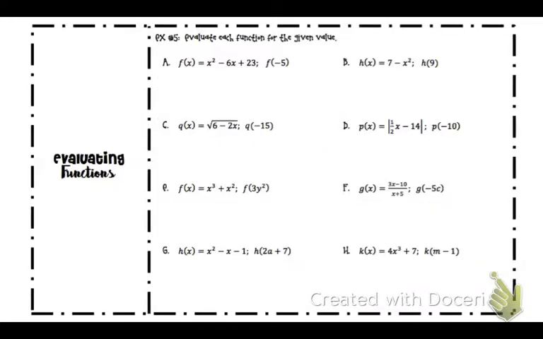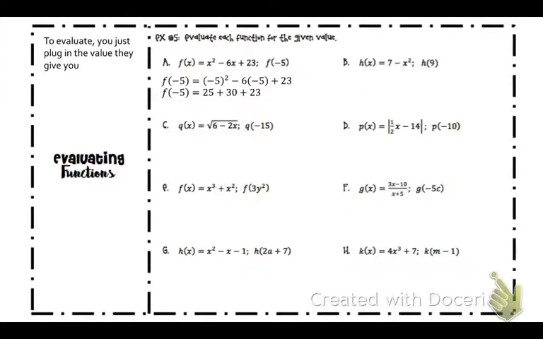Okay? So if we're asked to evaluate a function, like let's look at A. We're asked to evaluate that, so I'm just going to plug -5 in for all of my x's. So that's (-5) squared minus 6 times -5 plus 23, which is 25 plus 30 plus 23, which equals 78. You could also just plug that, parentheses -5 squared minus 6 parentheses -5 plus 23, into your calculator and you'll get 78 also. Okay?